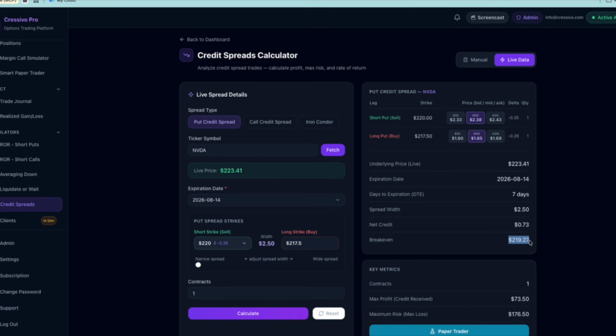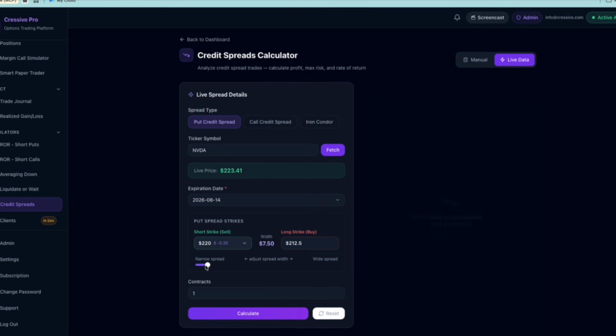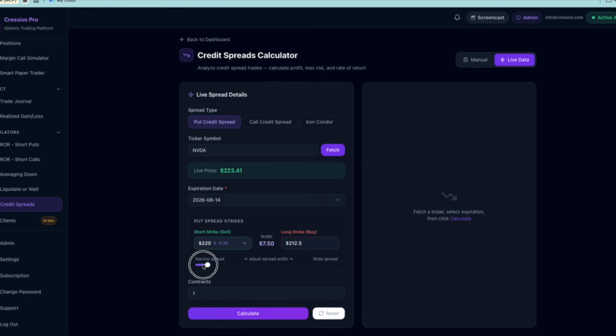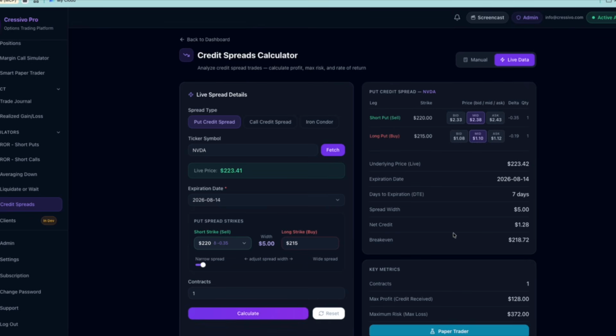Now let's take a look if we wanted to risk a little bit more money, for example $500. We're going to recalculate the numbers here. Now if we're risking more, we're generally making more, and we can see that our net credit here is $128. And now our break-even point, the point at which we won't lose any money, goes down a little further to $218.72.